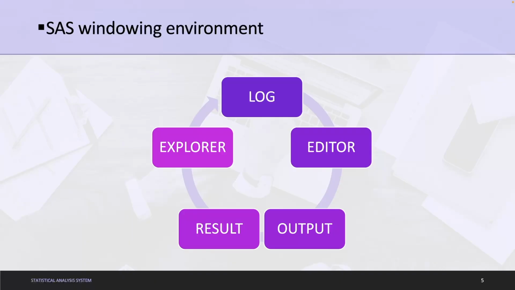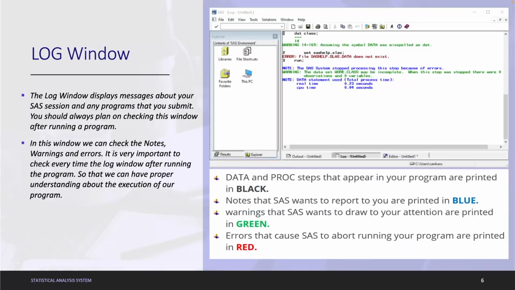I'll show you the layout, or the interface, of this environment, but let's briefly understand what these windows are. Next, the log window. Once the code is executed, the log window shows you what happened behind the scenes. It logs the process, highlights errors and warnings, and tells you if the code ran successfully or not. So let's see the log window.